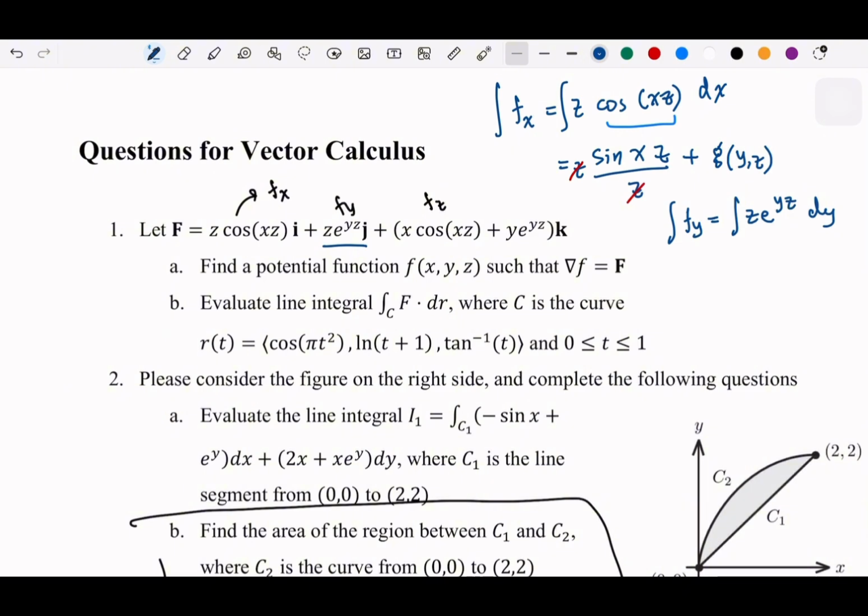So we integrate this e^(yz), and as you may see, the z will cancel out, right? Z will cancel out, so we have e to the power of yz, plus, and let's say we define g1 for the first one, this will be g2, this will be a function of xz.